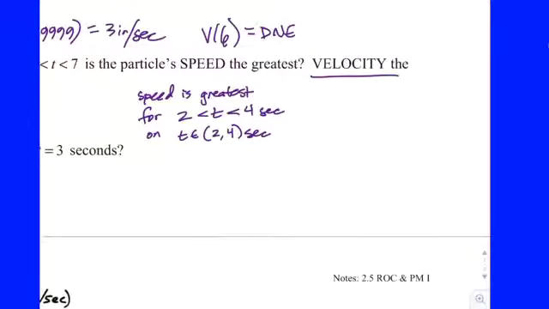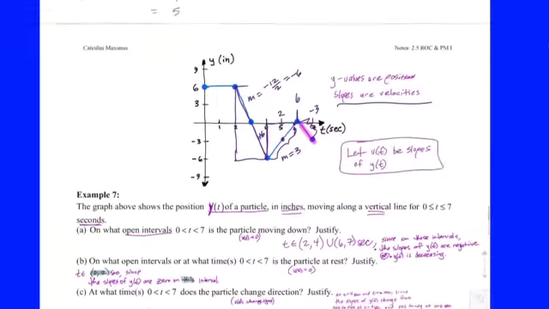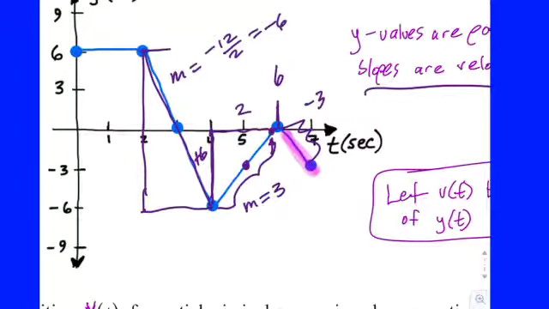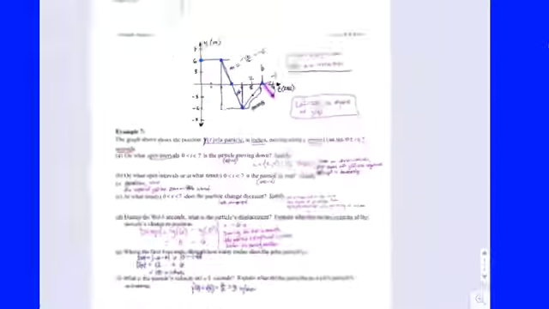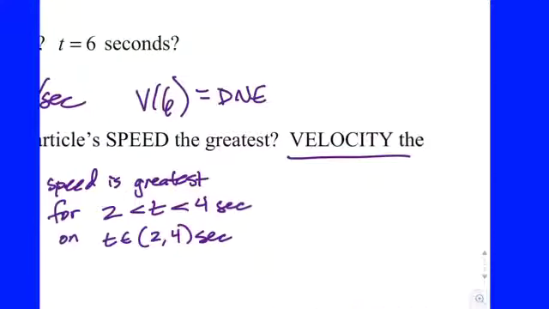And then where's the velocity the greatest? Well, now does the sign matter for velocity? Yeah, we want it to either be the biggest positive number, or if all the slopes are negative, we'd want it to be the least negative, yeah? Or there's only one that has a positive slope, right? One interval with a positive slope. So even though that's not the part of the graph that's the steepest, it's where the velocity is greatest. So that's from 4 to 6. Velocity is greatest from 4 to 6.